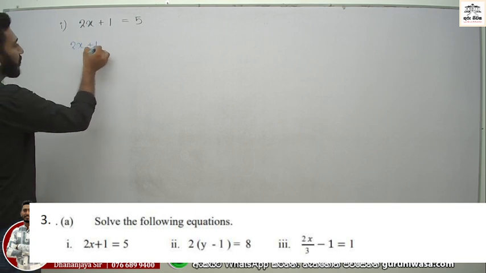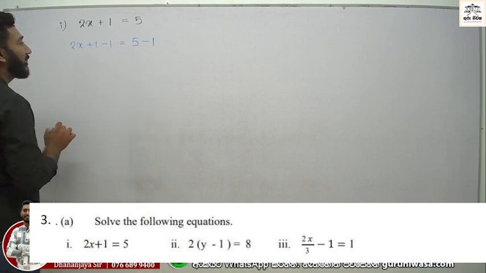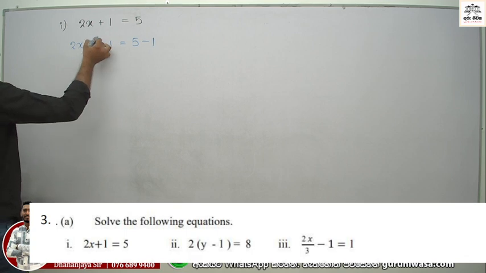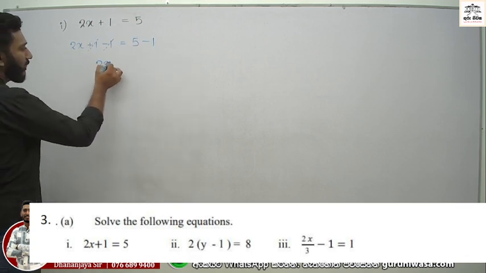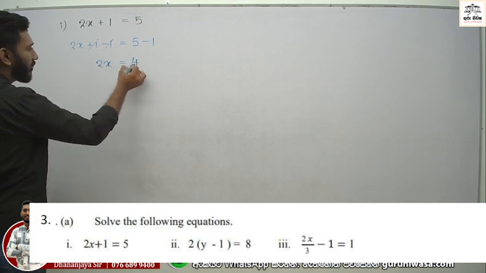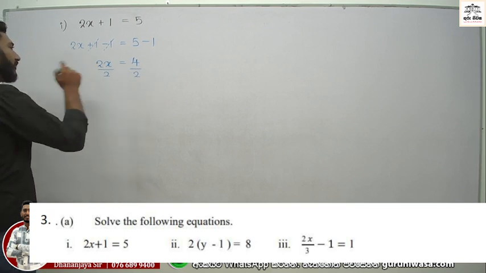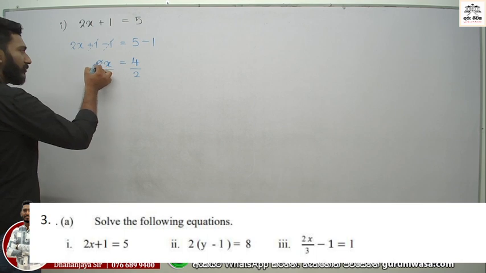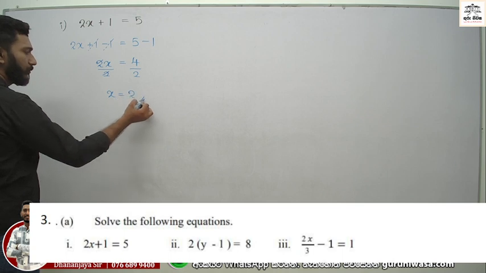You need to put minus 1 to both sides to keep the balance. Plus 1 minus 1 eliminates. Now 2x equals 4. Now you have to divide both sides by 2, because 2 times x is 4. Now 2 and 2 eliminate. Finally, x becomes 2.